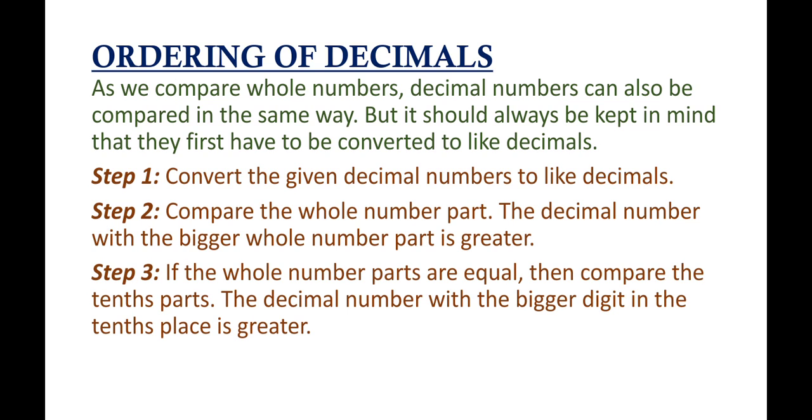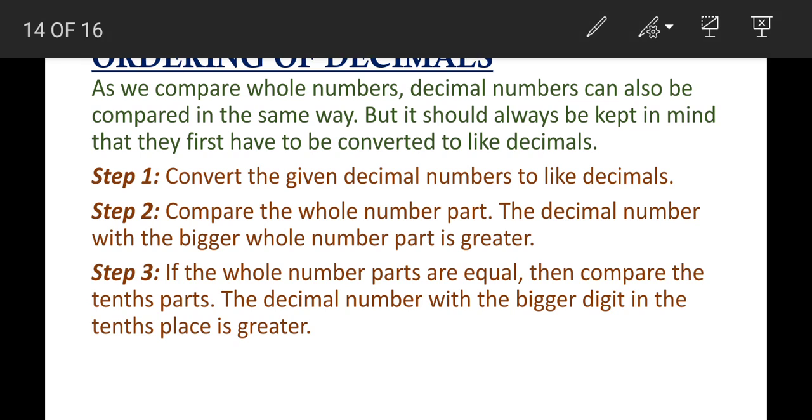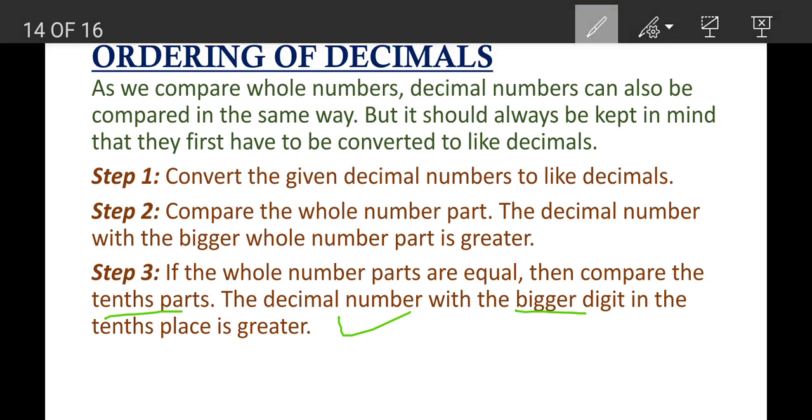Third, if the whole parts of the numbers are equal, then compare the first digit after the decimal point to the right side, that is the 10th place. We have to compare the 10th place. The decimal number with the bigger digit in the 10th place is greater. The number having the greater digit in that place is greater.